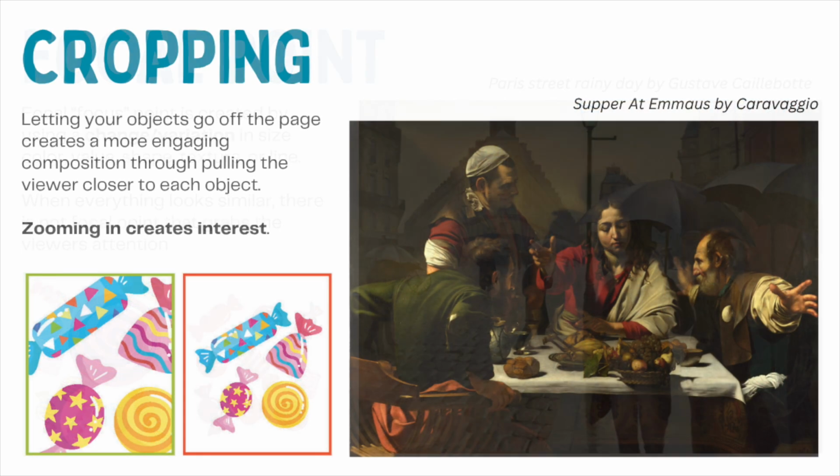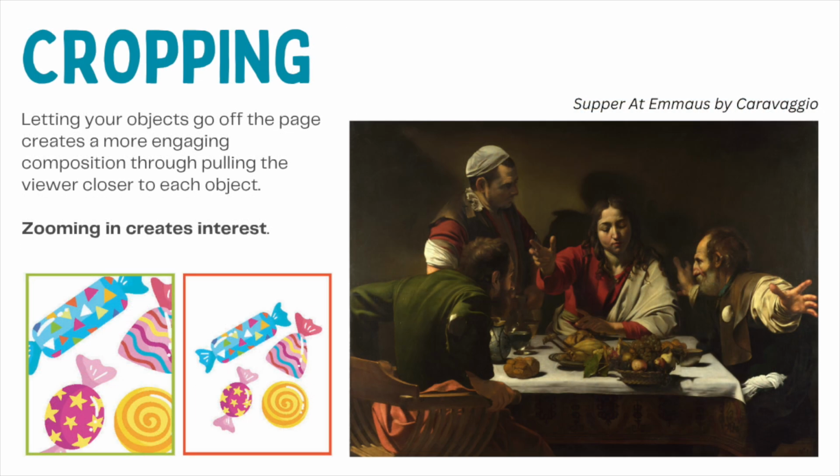The third, cropping the image or ensuring some objects fall off the edge of the frame, really will draw our viewers closer. Supper at Emmaus by Caravaggio was a beginning master of using cropped images to draw viewers closer in to the subject by creating a feeling of leaning in or involvement.